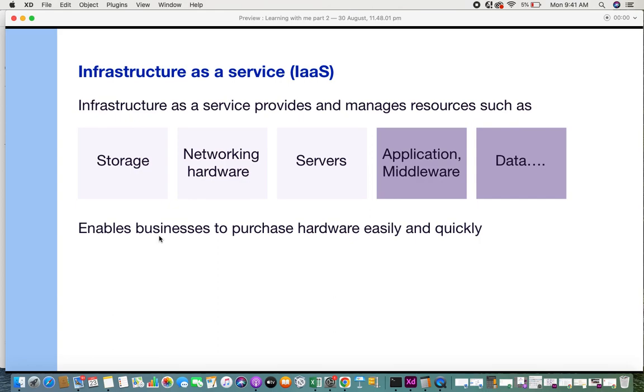I had taken a video on the different difficulties businesses face in purchasing and setting up hardware, servers, server rooms and stuff like that. It cannot happen quickly and easily. It takes time, a lot of cost, effort and money as well. So by having infrastructure as a service, businesses can easily purchase it as and when they want, in a quicker and easier manner compared to the traditional way.